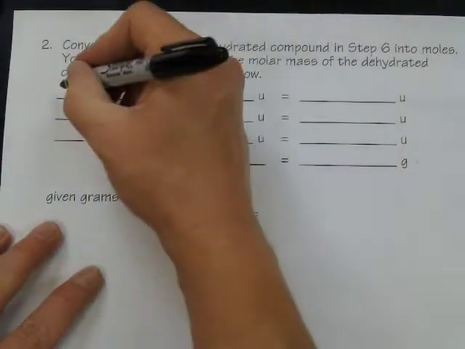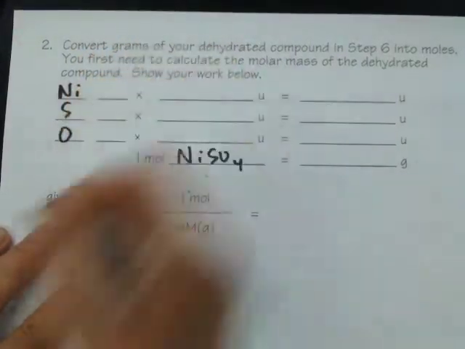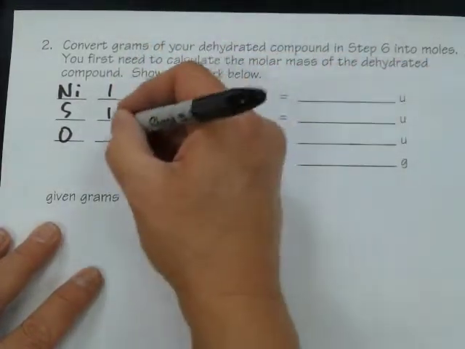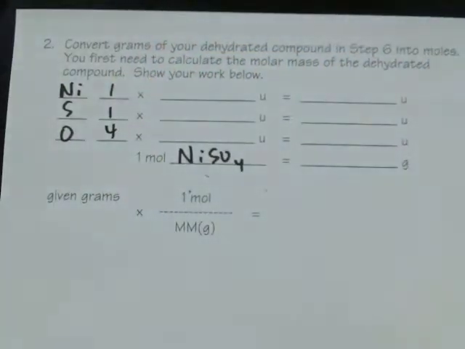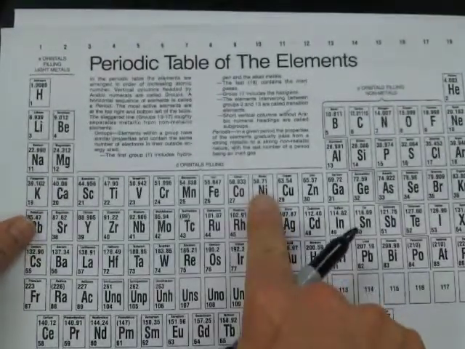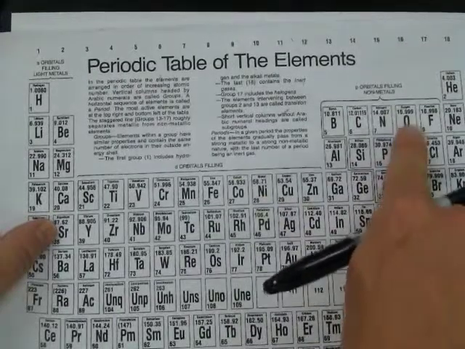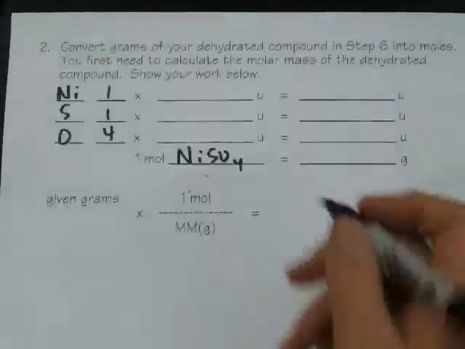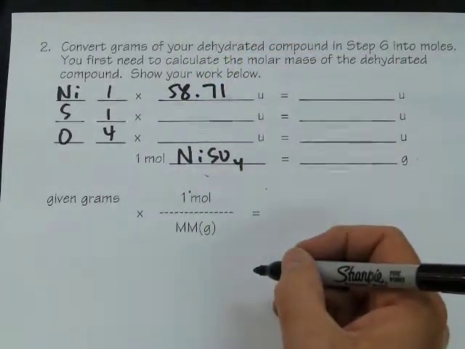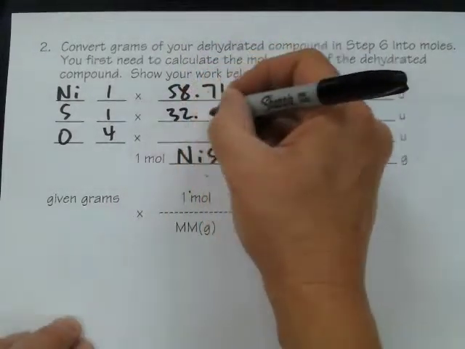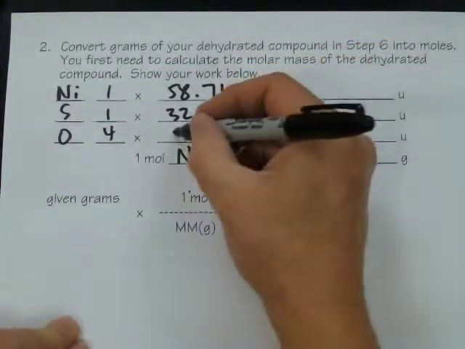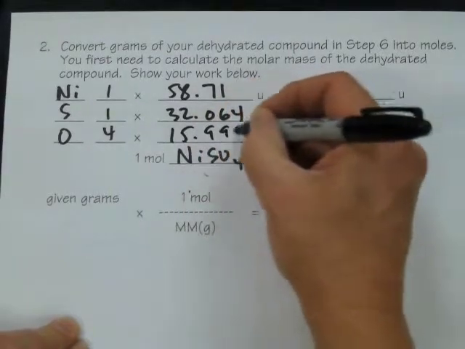So I list the elements, nickel, sulfur, and oxygen, and count their atoms in the formula. There's 1, 1, and 4. And then I'll use my periodic table to find the masses of each of those elements. So here's nickel and sulfur and oxygen. Nickel is 58.71 atomic mass units, and sulfur is 32.064 atomic mass units, and oxygen 15.999.